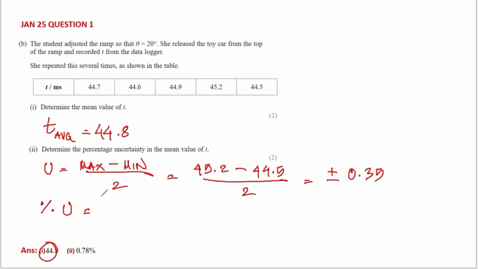a data set. So it's always uncertainty divided by measured value. And the average measured value in this case is 44.8, times 100%. And the value that you get is 0.78. And I give my percentage uncertainty to 2SF percent, which also matches with the mark scheme perfectly.